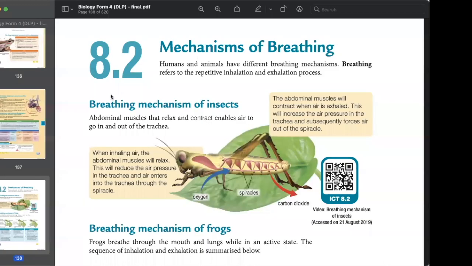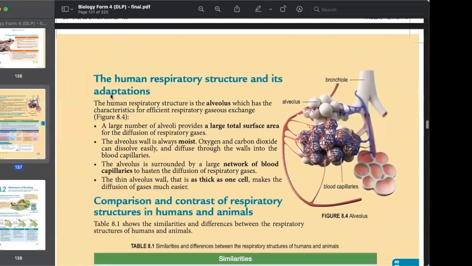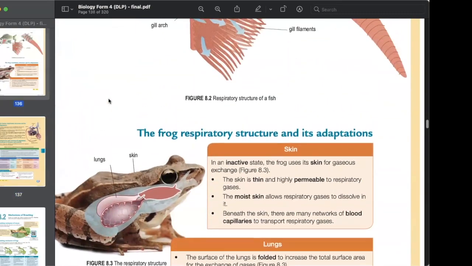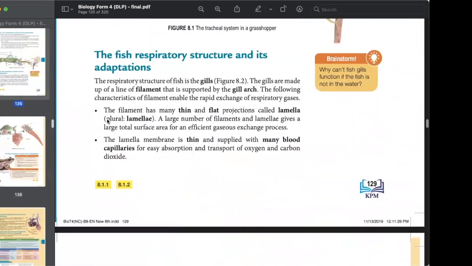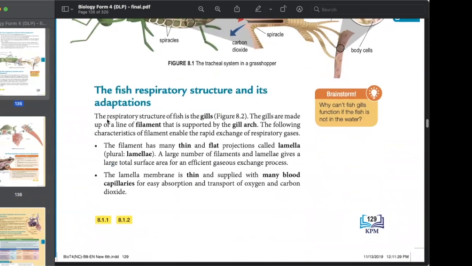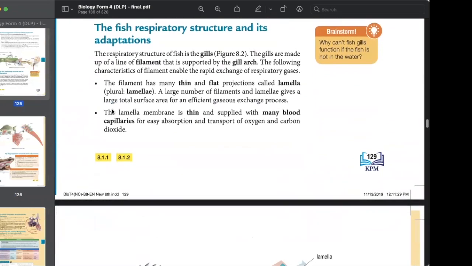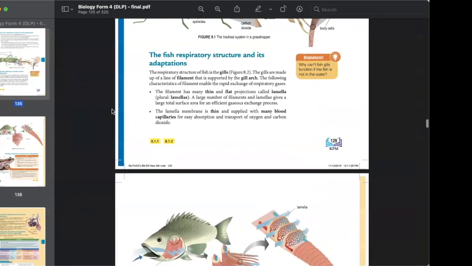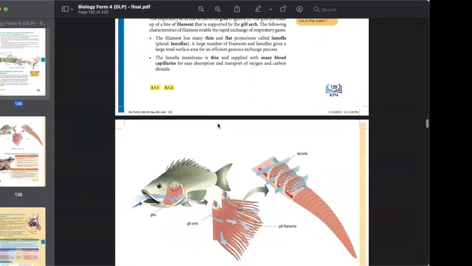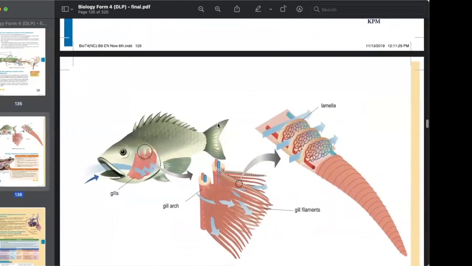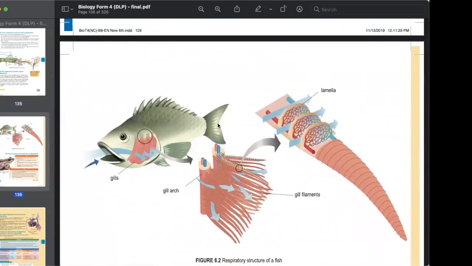Okay, let's continue a little bit. Okay guys, so let's continue. So the next one, we are going to study about fish. Okay, about fish. So here, let's make it bigger. Okay guys, so this is fish.